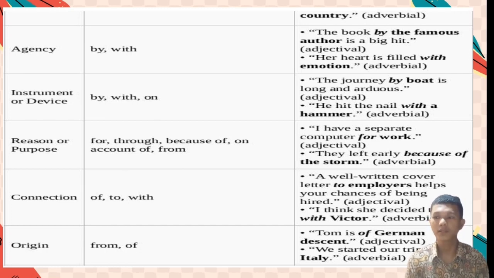berbicara dalam bahasa Inggris dapat dibagi ke dalam 8 kategori, yaitu waktu, tempat, arah, gerakan, instrumen atau perangkat, alasan atau tujuan, hubungan, dan asal.